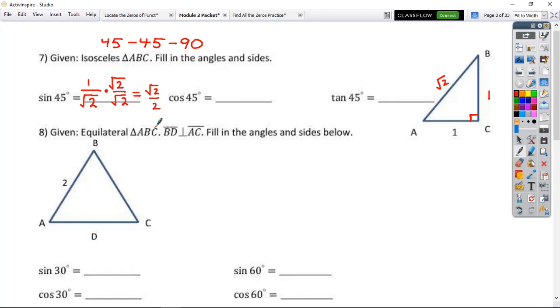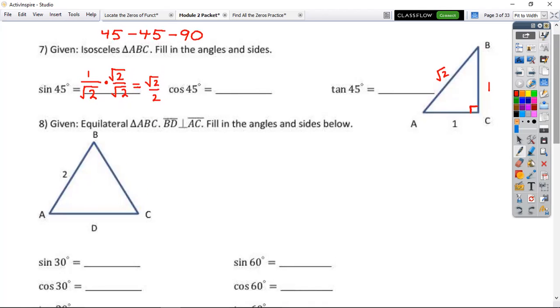Again, after break, that is something that you do have the responsibility to memorize, but don't do it now because you'll forget it over break. Cosine of 45 degrees, same idea. We start here, adjacent over hypotenuse is the same exact thing. So this is also going to be radical 2 over 2.